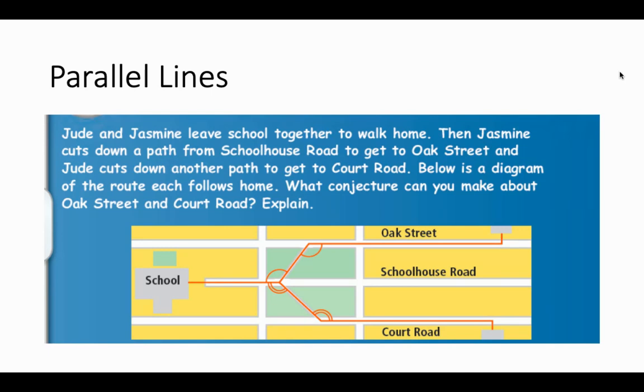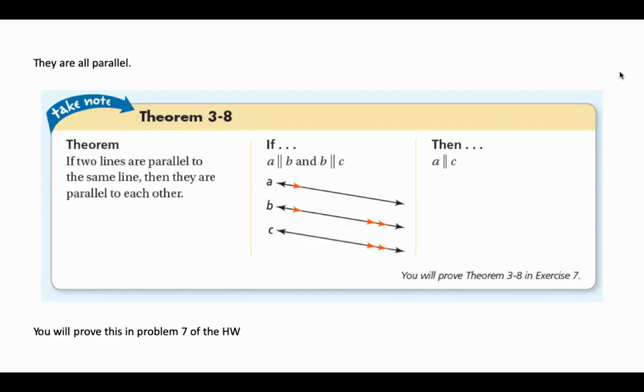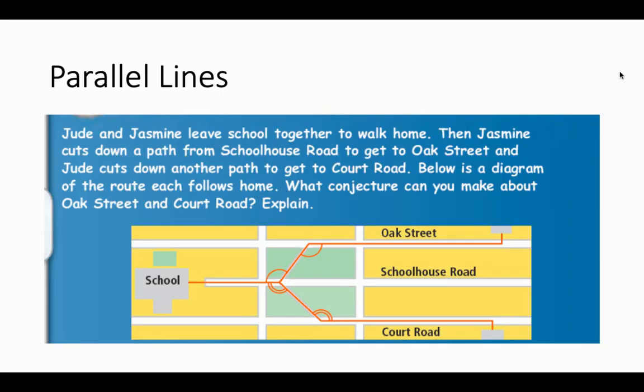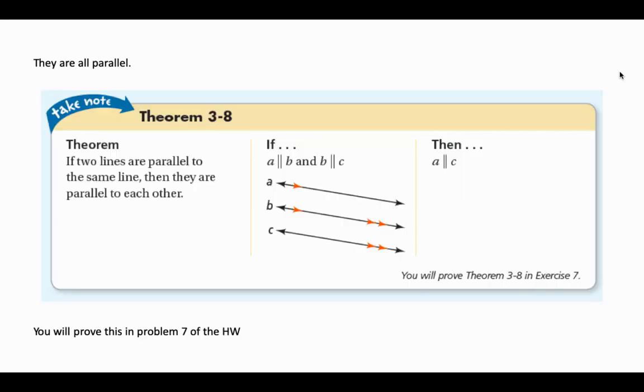Explain. So you'll notice in the diagram that they're writing in congruent interior angles, and then between Schoolhouse Road and Court Road, they're also writing congruent interior angles. So what do you think? They're all parallel. Let's go back. Oak Street is parallel to Schoolhouse Road. Schoolhouse Road is parallel to Court Road. The implication is that they're all parallel to each other. And you would be correct.